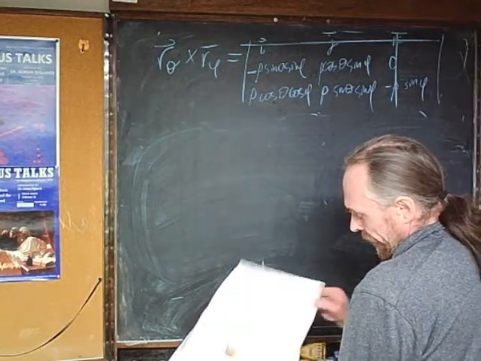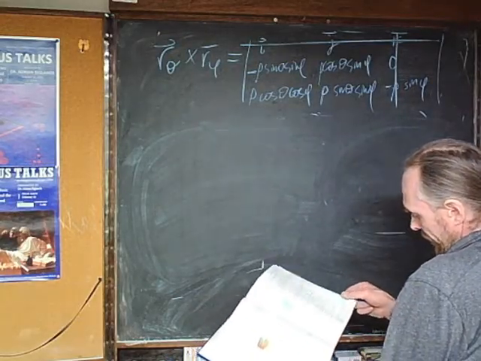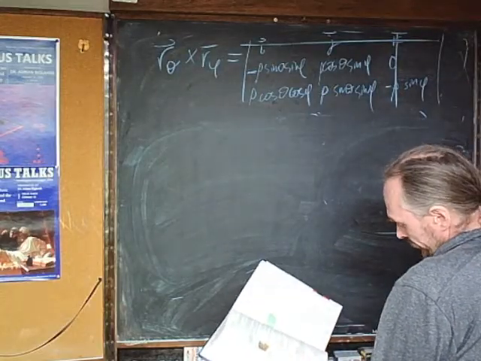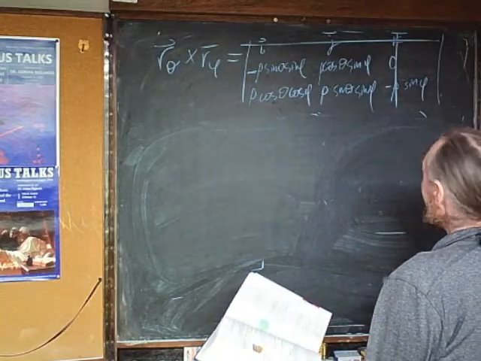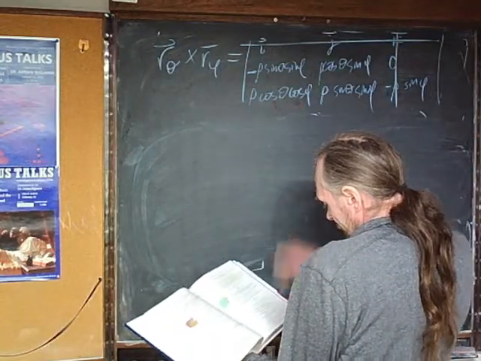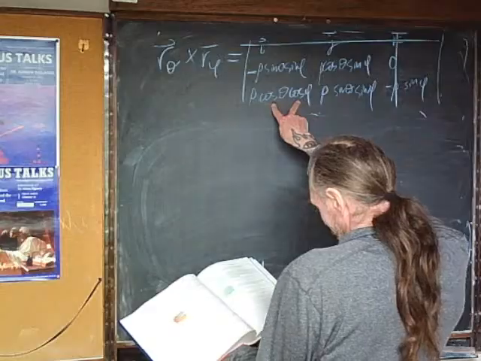Oh, here we go. Why did I get it wrong? They used A and they interchanged these two. So I have a row.